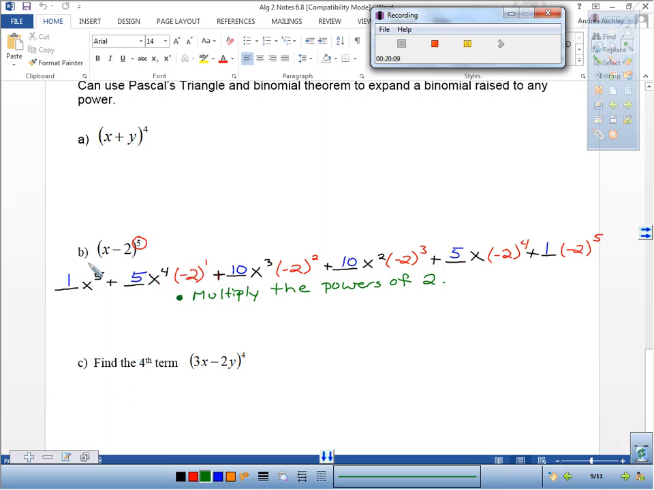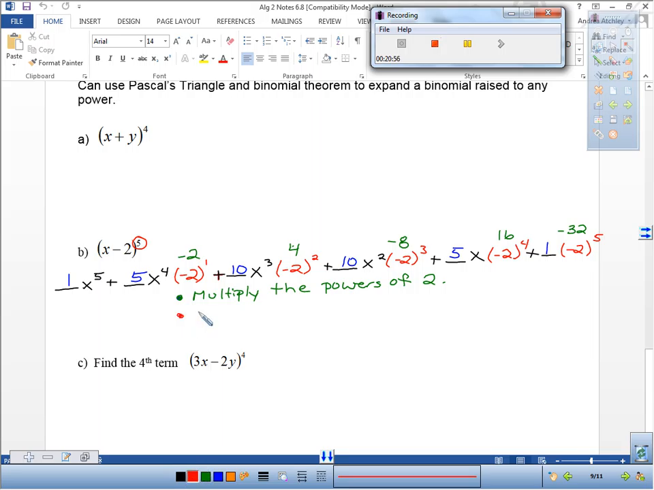So this doesn't have any powers of 2, so we're good. This doesn't have any powers of 2, just to the first, so it's just negative 2. This one we have negative 2 squared, which is 4. This is negative 2 cubed, which is negative 8. This is negative 2 to the 4th, which is 16. And this is negative 2 to the 5th, which is negative 32. Any questions over that? So we're not done yet.